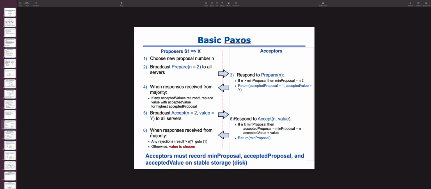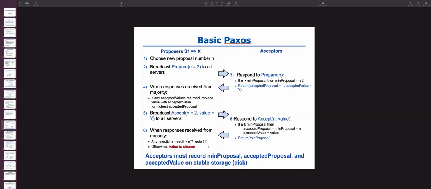Now the y will be sent in step 6. Once the acceptors say what values they accepted, it is sent back to here. And here the server S1 checks the responses from the servers. If this number is greater than n, it means someone else won. You did not win. Now we'll go back to step number 1 again to choose a new value, whatever value we are trying to choose, x here.